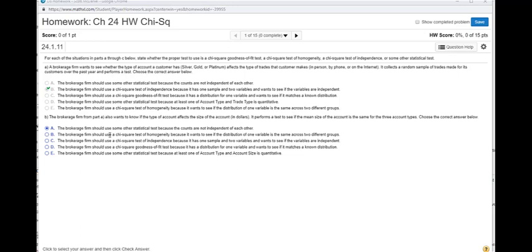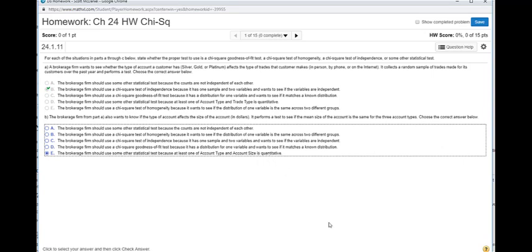I'm glad I read this more carefully. There are two of these that say some other statistical test. When you look at the reason, because the counts are not independent of each other is not the reason. It's because at least one of the counts is quantitative.